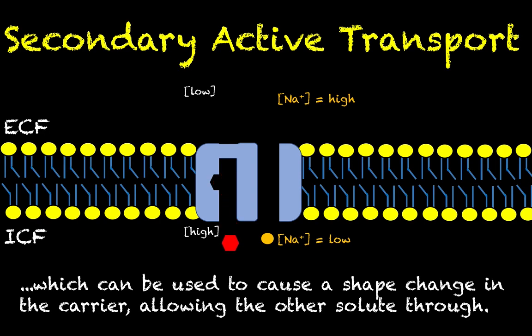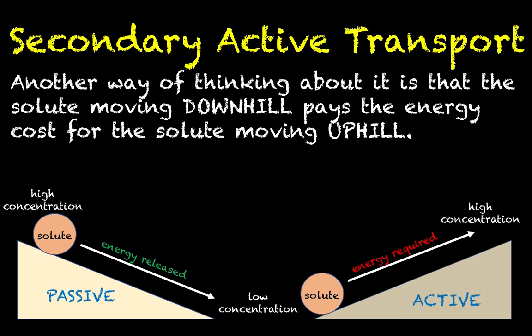allowing the solute to move through to the other side. So this is a very interesting situation where the movement of a solute, basically by facilitated diffusion, directly pays the cost for an active transport process. Another way of thinking about this is that the solute moving downhill pays the energy cost for the solute moving uphill.